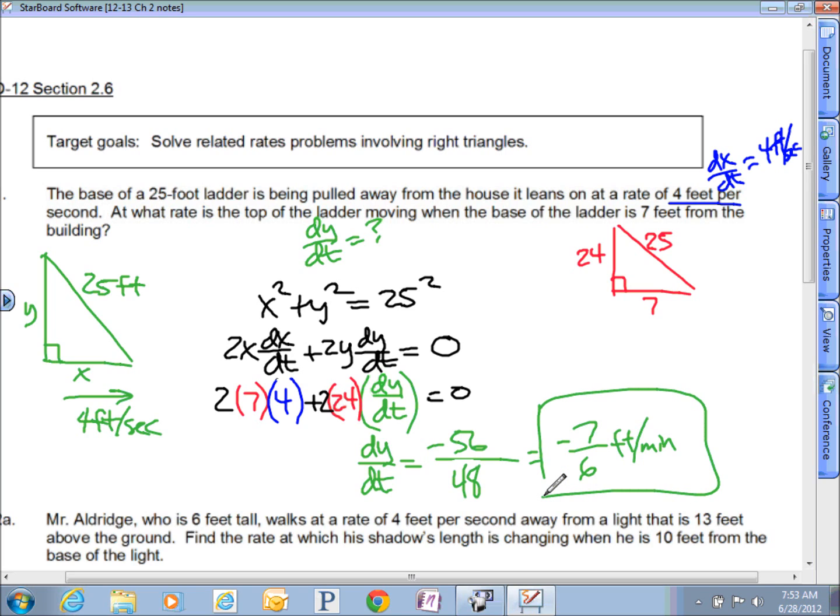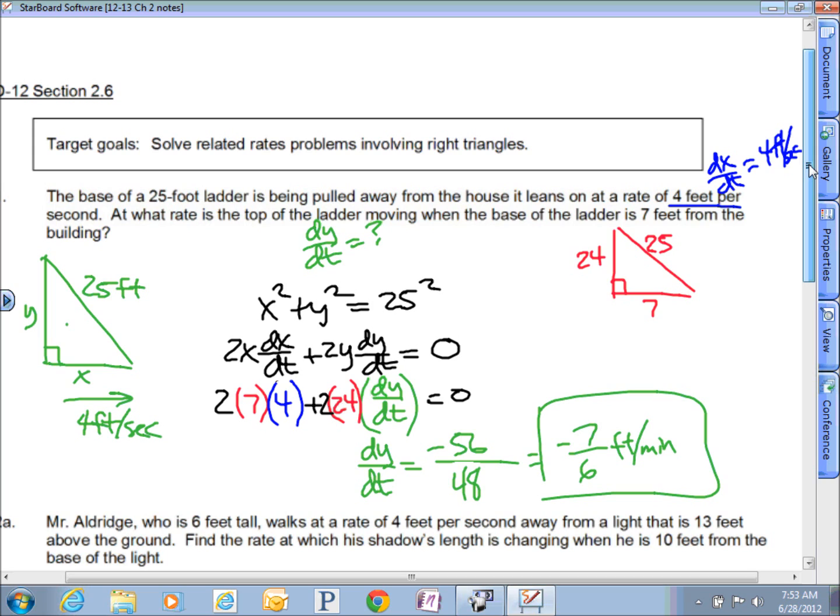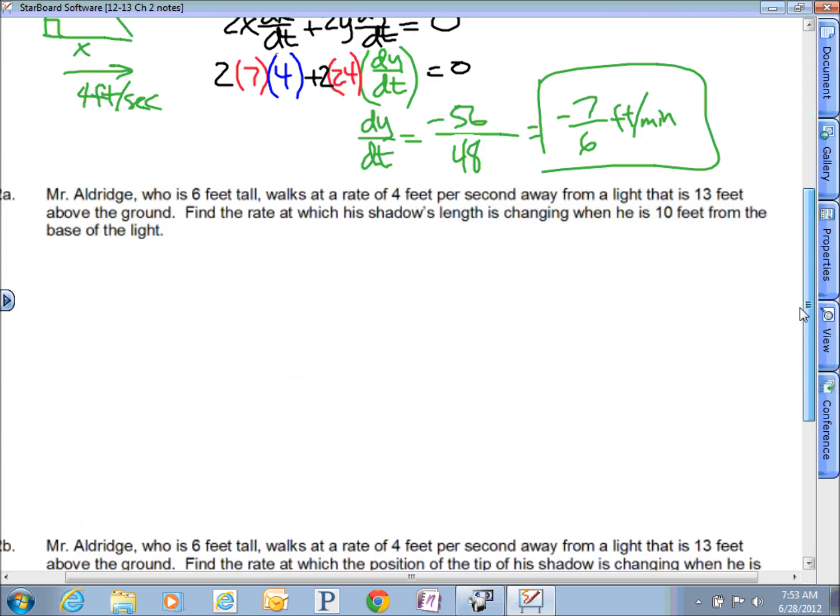What is the significance of the negative? Well, the negative would mean that this rate of change is causing y to get smaller. If you look at the original picture, if the top of the ladder is sliding down the side of the building, would that mean y is getting smaller? I think it would. That would mean my negative on my rate of change would make sense. So a little something to think about: if the rate of change is causing a height or a size to decrease, then we need to think of it as a negative.